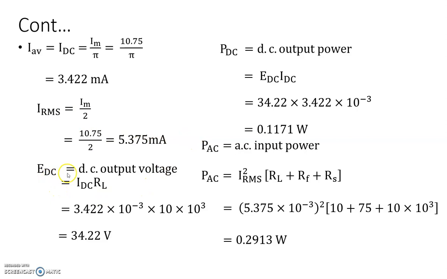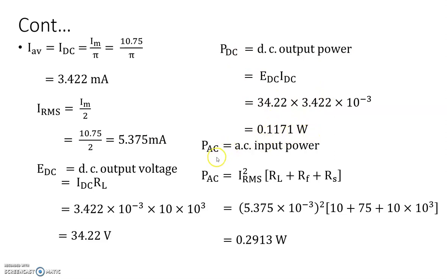Next one, EDC. What is the EDC? EDC is nothing but the DC output voltage. You know the current, you know the resistor value, just multiply that and find out the EDC, which gives 34.22 volt. Next one, power, that is PDC, the DC output power. So EDC into IDC. You know EDC and IDC, just substitute and find out the value of PDC, that is 0.1171 watt.